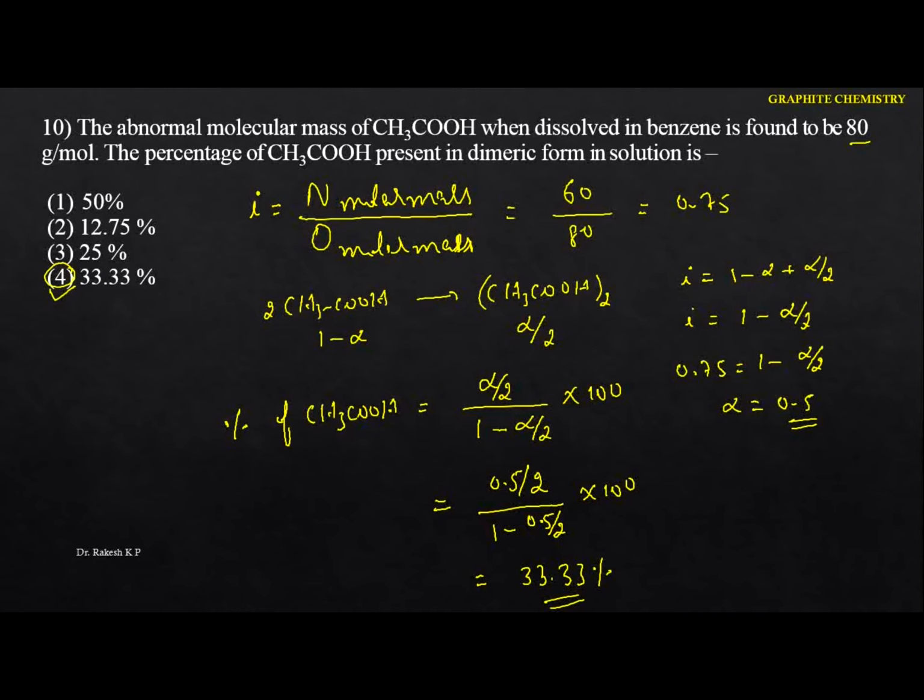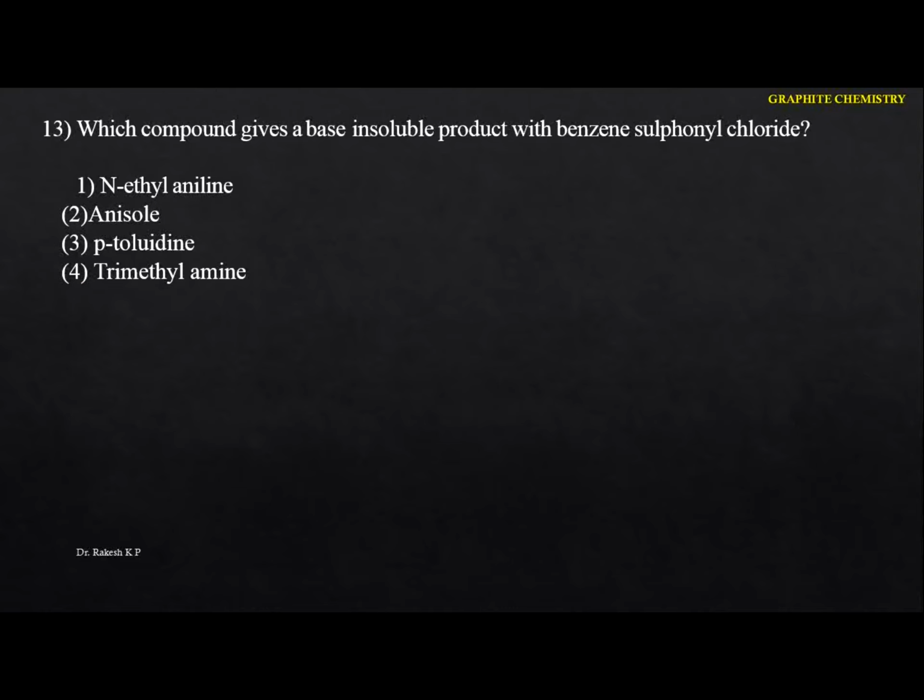Okay, next one. Now see the 13th question here. Which compound gives a base insoluble product with benzene sulfonyl chloride? This benzene sulfonyl chloride is nothing but the Hinsberg reagent. This Hinsberg reagent is one of the reagents used to distinguish between primary, secondary and tertiary amines. Let me write the structure here.